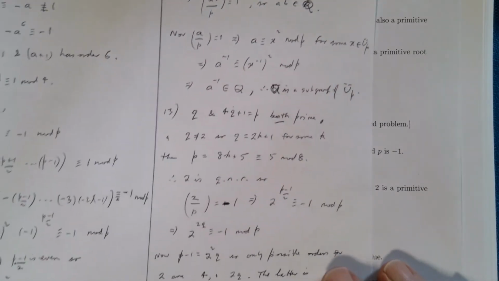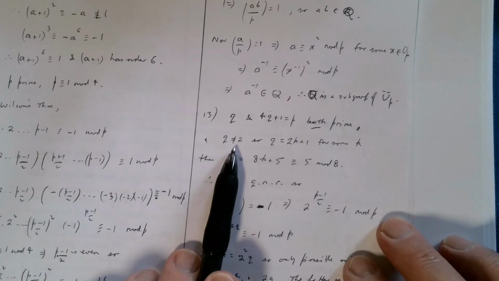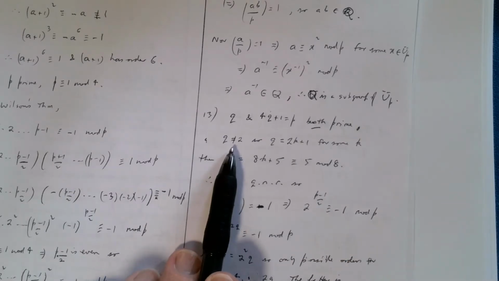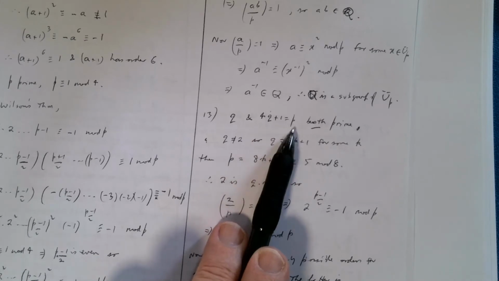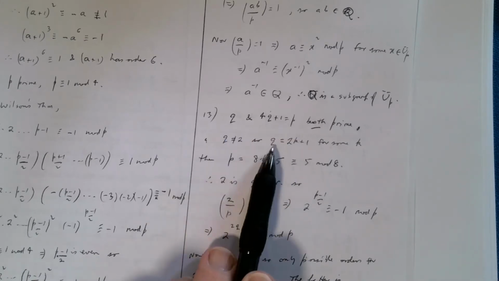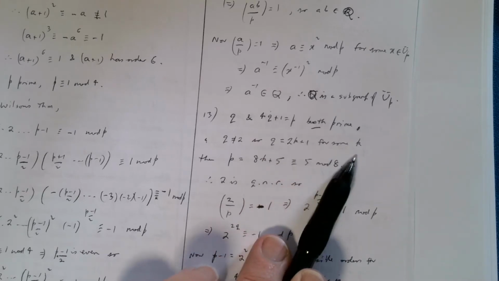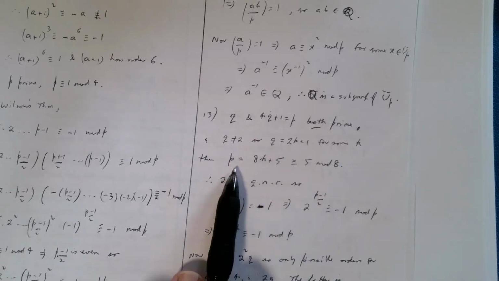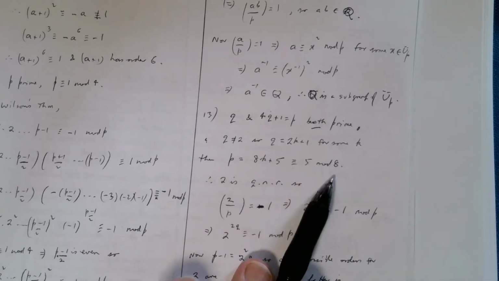So we're given that q and 4q plus 1 are both primes. q is not 2, because then 4 times 2 is 8, plus 1 is 9, which is not prime. So q is not 2. So that means q is an odd number, q = 2k + 1 for some k. And I can plug that in, and now I get p is 8k plus 5, which is congruent to 5 mod 8. And hence, that is connected with their hint.